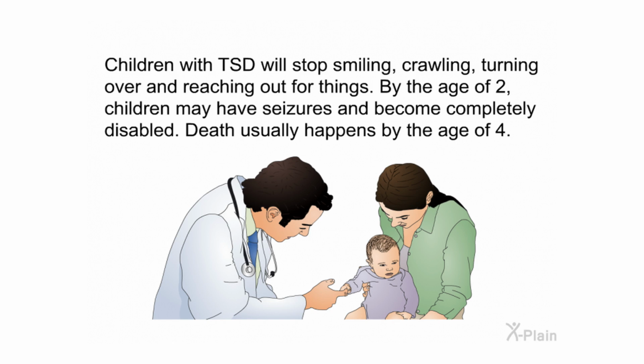Children with TSD will stop smiling, crawling, turning over, and reaching out for things. By the age of 2, children may have seizures and become completely disabled. Death usually happens by the age of 4.